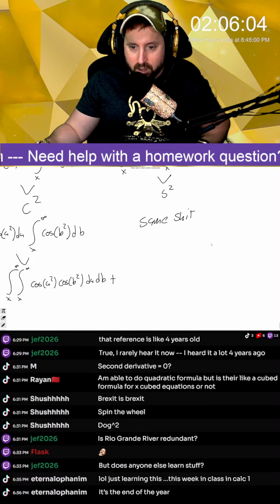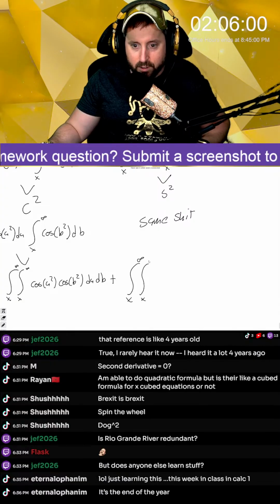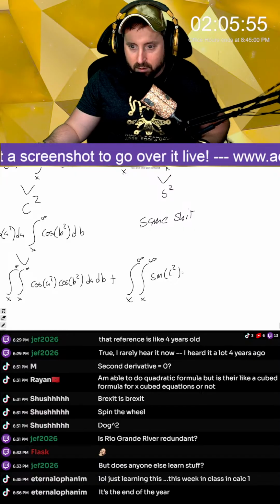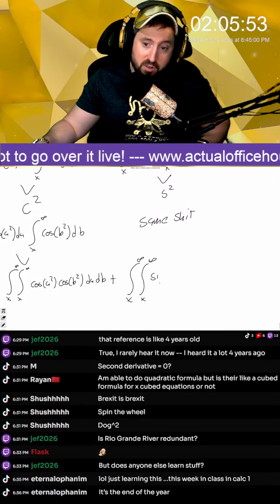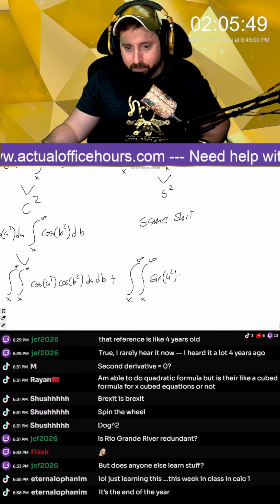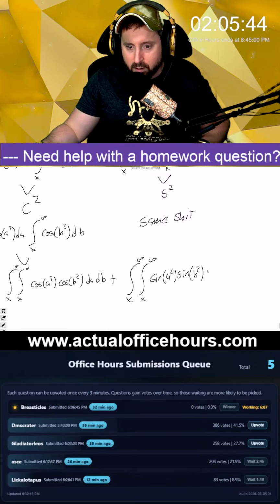And that is going to be the integral from x to infinity, and that's going to be sine of, let's say c squared. You can keep them the same. Oh, keep the same variable. Okay, yeah, that's fine. We can do that as well. And that works out with our simplification. All right, sine a squared, sine b squared, dAdB.